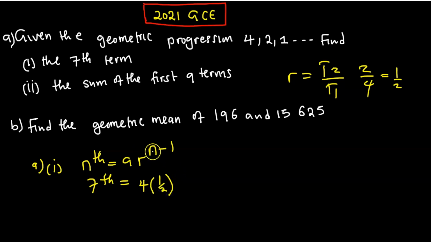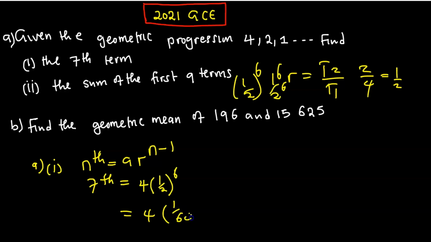Then 7 minus 1, so we put a 6 here. It's the same as 4 multiplied by 1 over 2 to the power 6. We distribute, so 1 over 2 to the power 6 is the same as 1 over 2 to the power 6. So 2 to the power 6 gives me 64. So this is 1 over 64.